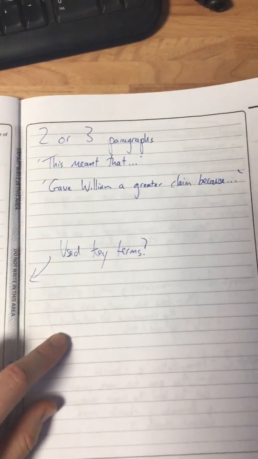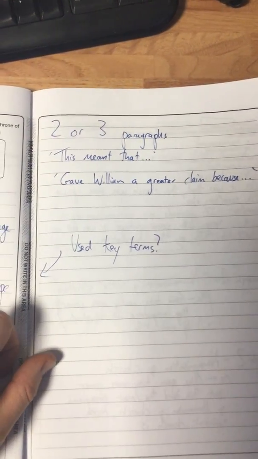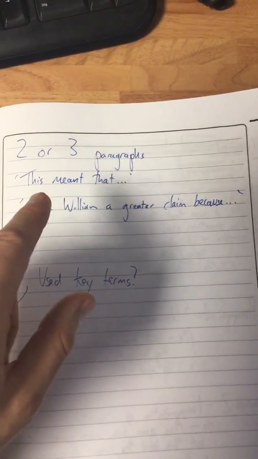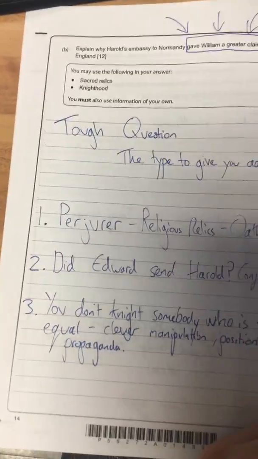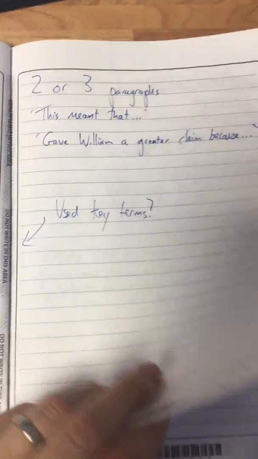And remember, for a 12-mark question, 2 or 3 paragraphs is fine. You don't have to have done all 3. You probably struggle to think of 3. These sort of explanations, and then, as I said there, gave William a greater claim because. And if you use key terms like perjurer, that's going to help you.